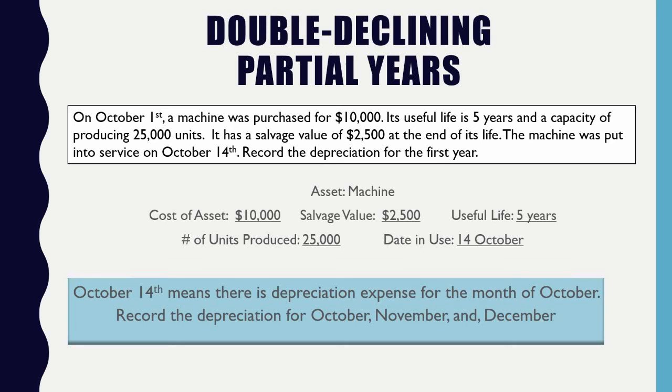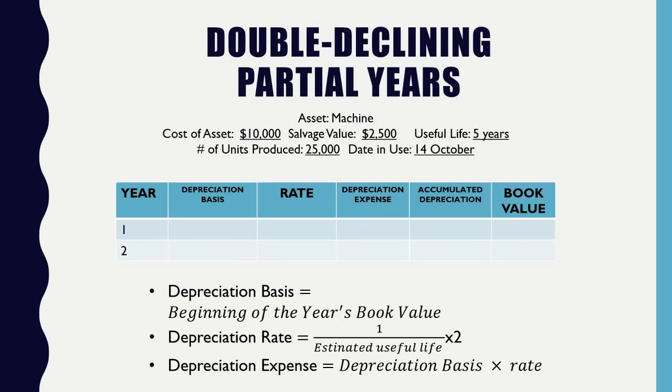3, yes. Correct. We have to do October because it landed on the 14th. October, November, and December. Therefore, we need to calculate 3 months. So now we have to apply it. Our first year is technically only going to be the 3 months that this asset is going to be depreciated for. So let's solve for the depreciation basis and the rate.